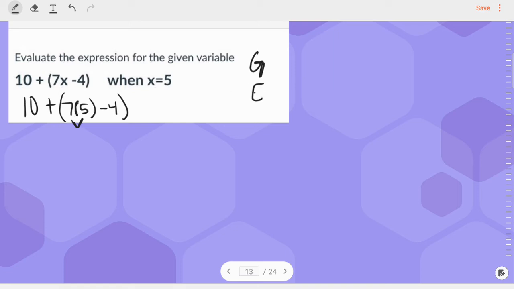And then no exponents, but I do have multiplying. So I'm going to multiply 35 minus 4. Bring everything down. 35 minus 4 is 31. And now I can simplify. 10 plus 31 is 41.